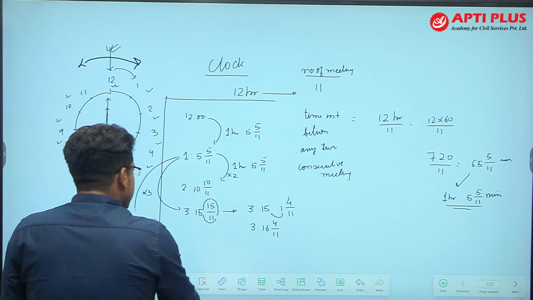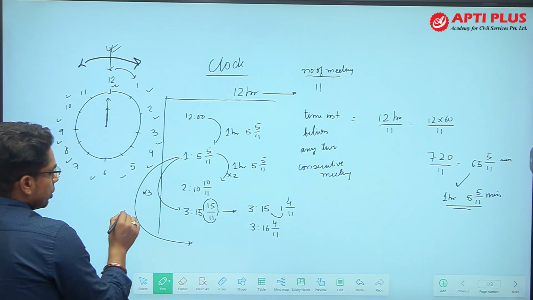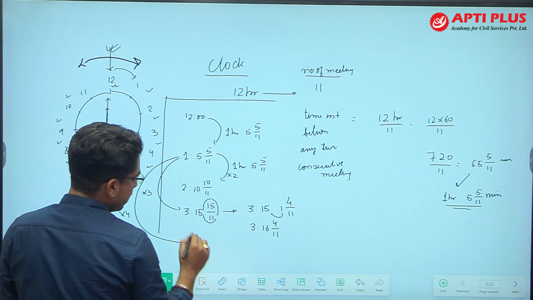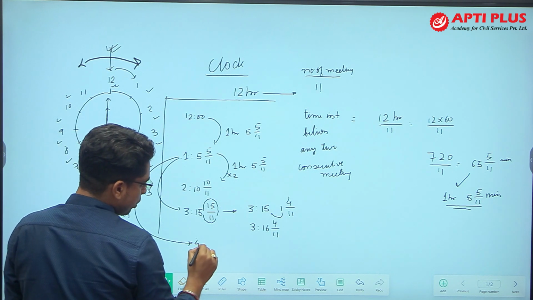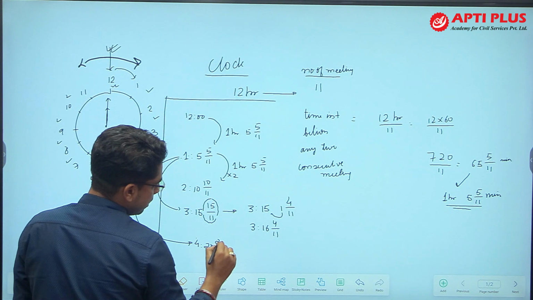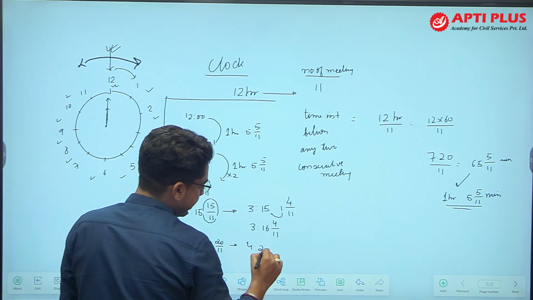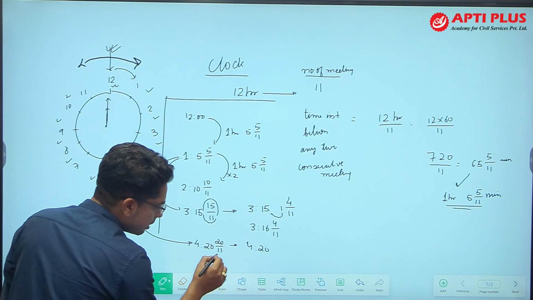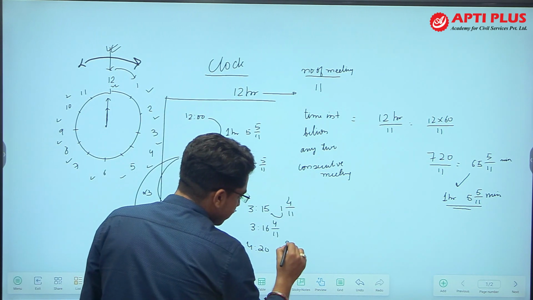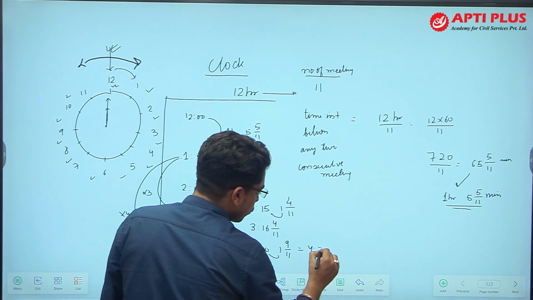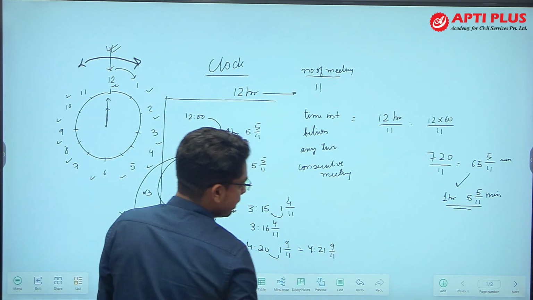So, if they ask you any interval when the hands of the clock are together, we'll simply multiply it with that number. So, for 4 and 5, I'll multiply this by 4. That will give me 4:20 20/11, which can be rewritten: 20/11 can be written as 1 9/11. Agreed? This 1 can be added to this. So, finally, it will become 4:21 9/11.